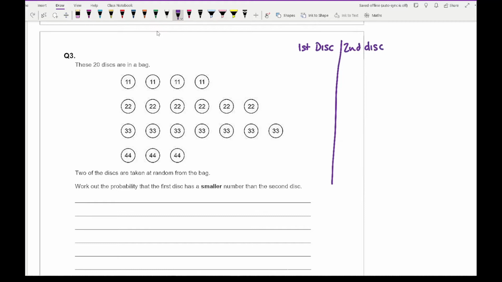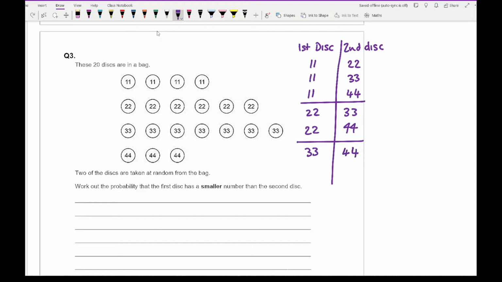Now we want the first one to be smaller, so let's have a look at all the possible situations we can have. The first one being 1 and second one being 2, first one being 1 and then 3, 1, 4. Then we've got 2, so the only two that are bigger than that are going to be 3 and 4. Then if we pick 3, then the only possible outcome we can have is going to be 4.